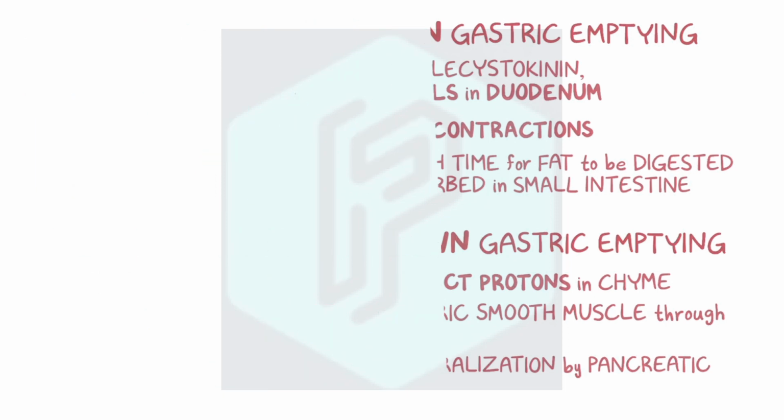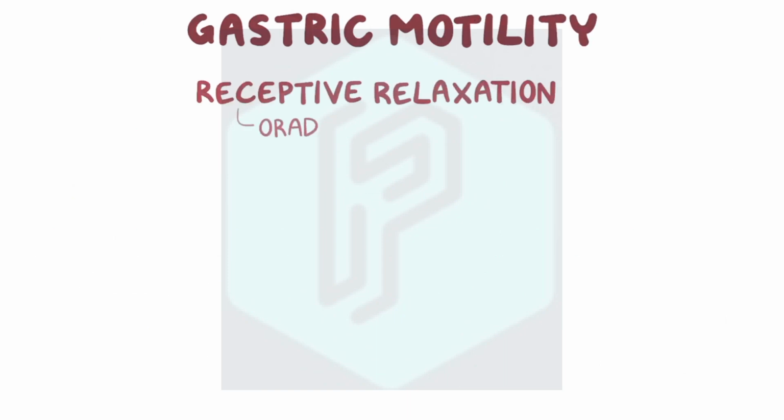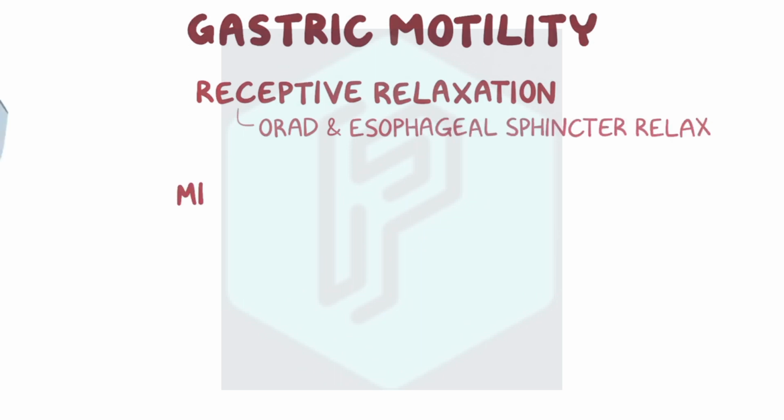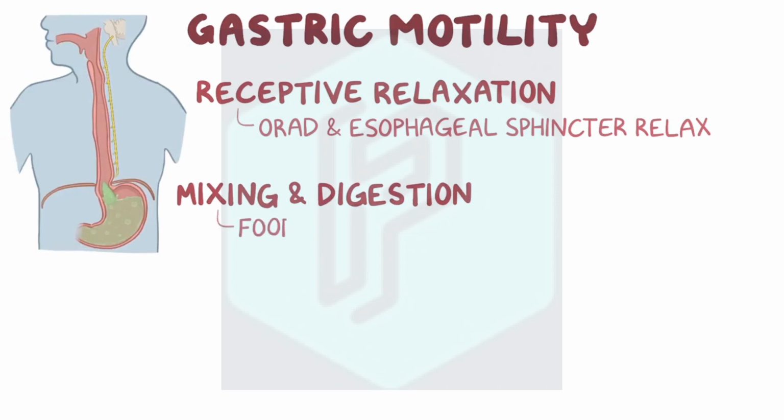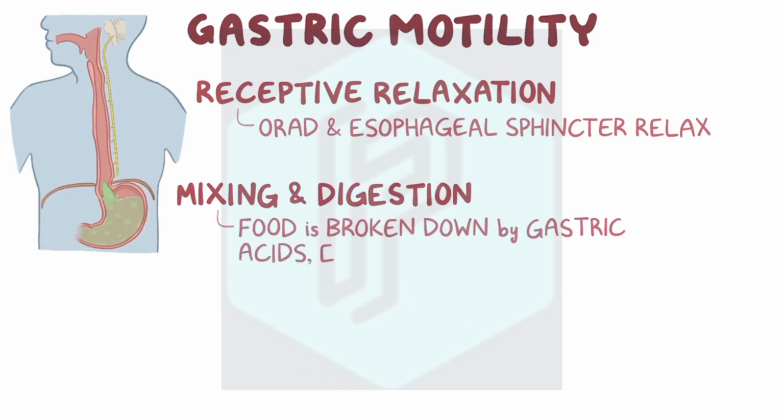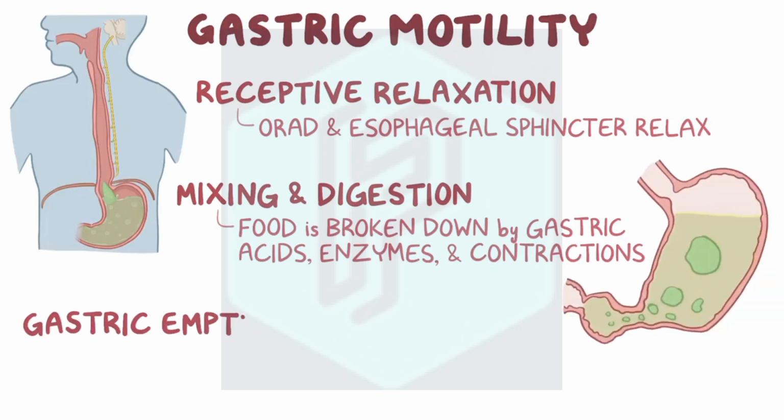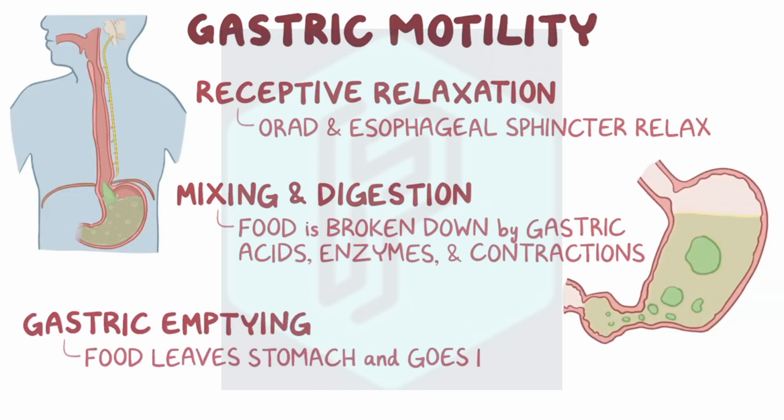Alright, as a quick recap, gastric motility is made up of 3 main events. Receptive relaxation, where the orad stomach and esophageal sphincter relax to let food into the stomach. Mixing and digestion, where food is broken down by gastric acid, enzymes, and the contraction of the stomach. And gastric emptying, where food leaves the stomach and goes into the duodenum.